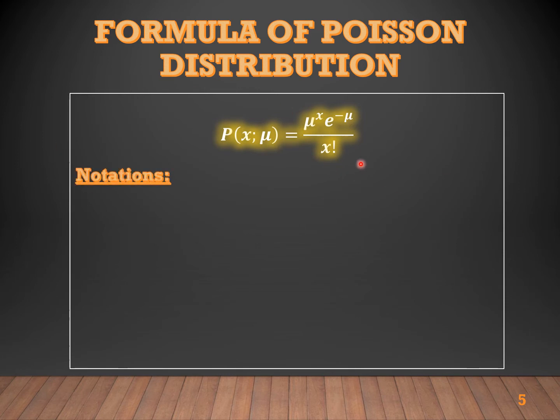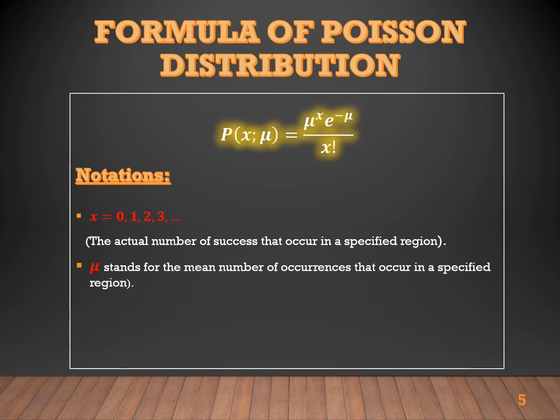Now, here is the notation. X is equal to 0, 1, 2, 3. X always starts from 0. In Poisson distribution, x always starts from 0. X doesn't start from negative values because Poisson distribution doesn't consider negative values.